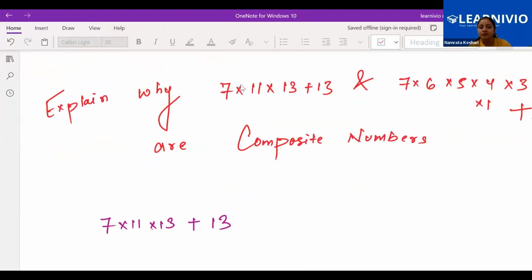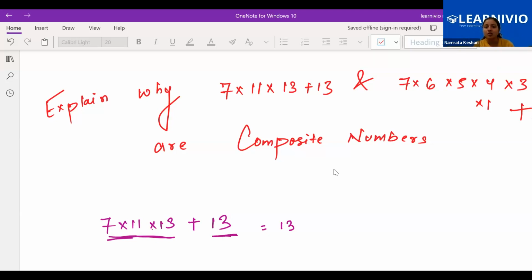Ma'am, we can take 13 common. Yeah, Harshit, you are saying? Yes, we can take out 13 common. See, this one is one term because all are in multiplication. Multiplication means all are just attached with each other. It's a single term. So 7 into 11 into 13 is a single term, and the next term is 13. So we have two terms, 7 into 11 into 13 as the first term and 13 as the second. Among these two terms, what is the common factor which can be taken? Can we say that 13 is the common factor from these two underlined terms?